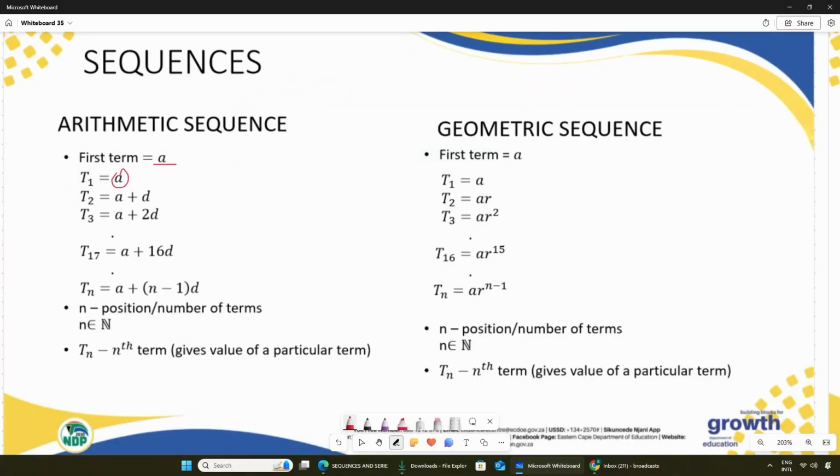Now, if you have term 1, which is A, that simply means to get the next term, it will be the first term plus the constant difference, which is D. So term 1 is equal to A, and term 2 is equal to A plus D.